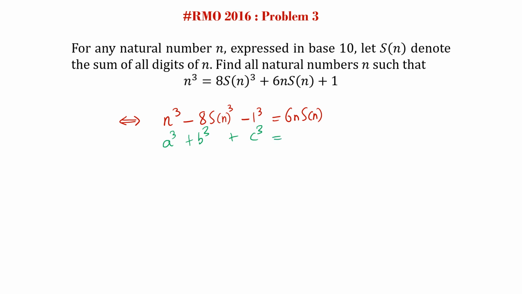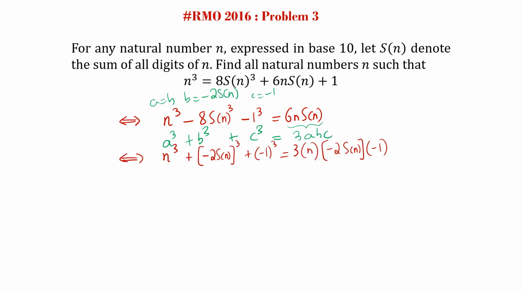What do you think about the right hand side? So here a is n, b is negative 2 times S of n, c is negative 1. So don't you think this is actually 3abc? Yeah. So we can write it that way. So a cube plus b cube plus c cube is 3abc.